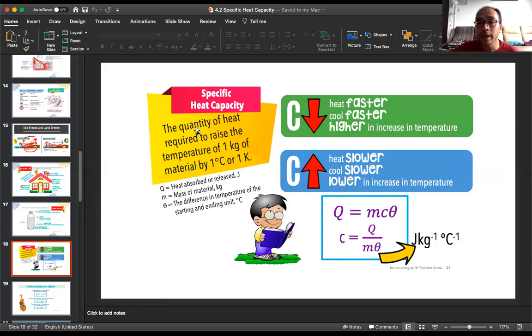At this point in time, the unit for temperature doesn't really matter. It can be degree Celsius or Kelvin, but the most important thing now is that if you're using degree Celsius, then our unit will be joule per kilogram per degree Celsius. If you're using Kelvin, then the unit for the specific heat capacity will be joule per kilogram per Kelvin. Just to remind you also that the unit for Q, the quantity of heat, is always joule. All forms of energy, whether kinetic energy, potential energy, or even electrical energy, which is slightly different, and heat energy, are all joules, the standard unit for energy.